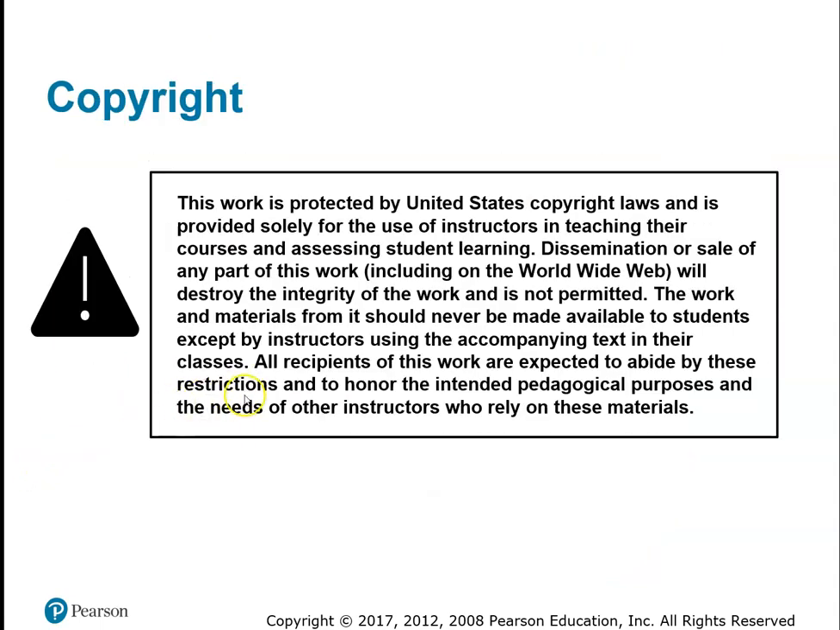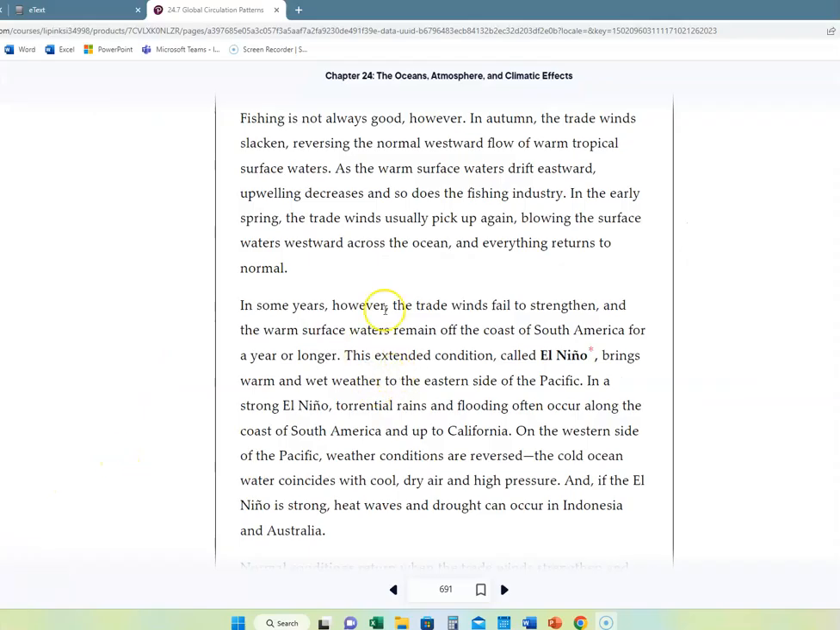All right, so that's about it for this chapter. I just wanted to go over El Nino in a little bit more detail. You remember we were talking about the oceans. You get warmer and wetter weather on the eastern side of the Pacific, and when you have a strong El Nino, you get a lot of rain, and flooding can occur in coastal South America and in California. Okay, so that's this El Nino condition. You might have heard of that before. And that's about it for chapter 24.